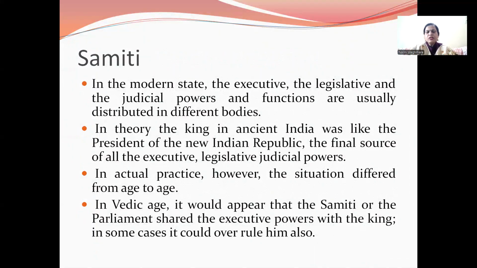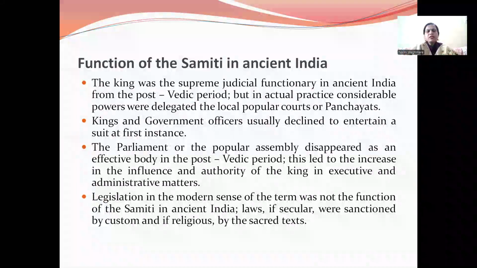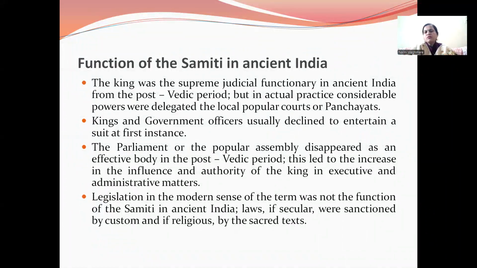In the Vedic age, it would appear that the Samiti, or the parliament, shared the executive powers with the king. In some cases, it could overrule him also. Then the functions of the Samiti in ancient India: the king was the supreme judicial functionary in ancient India from the post-Vedic period. But in actual practice, considerable powers were delegated to the local popular courts or panchayats.